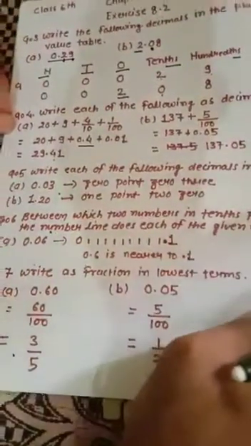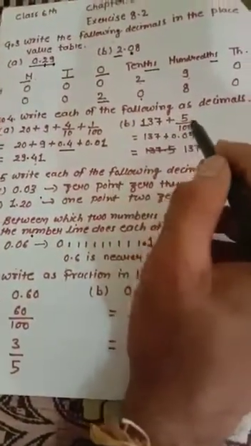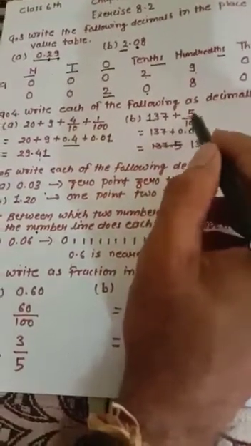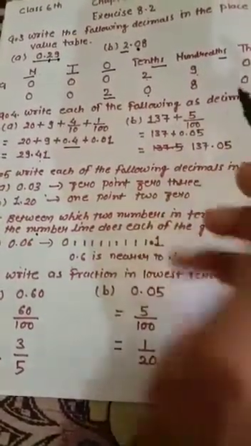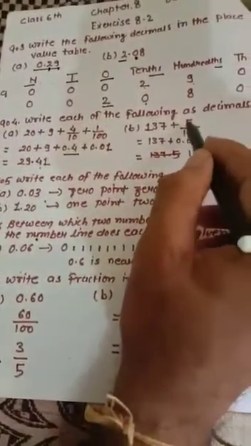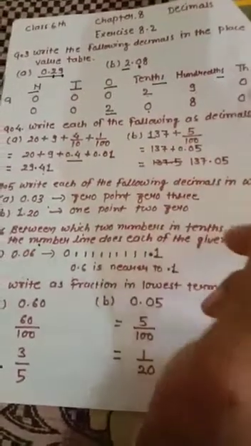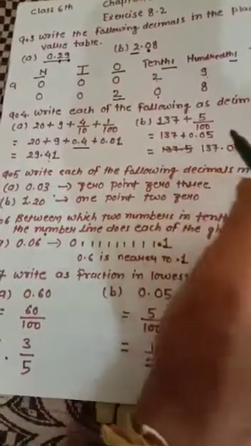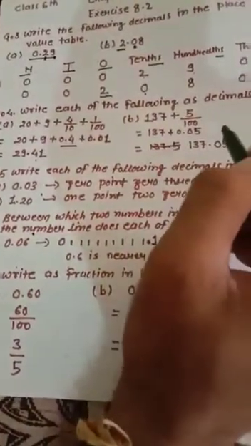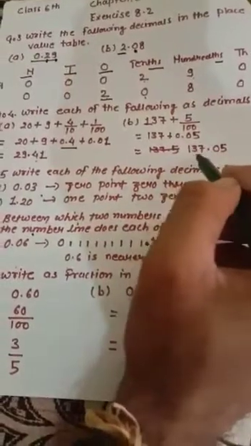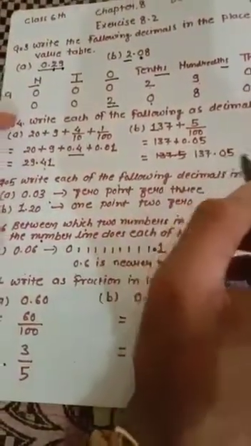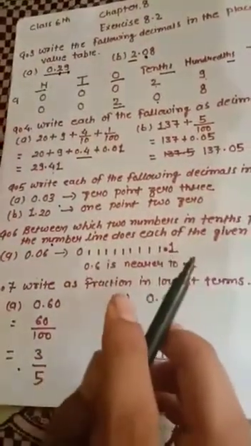Now come to the next one, that is 137 plus 5 by 100. So 137 will remain as it is, and for 5 by 100 again we'll put decimal after two numbers, but in the numerator there is only one number, so we'll put 0 from our side, so it will be 0.05, and after adding 0.05 to 137 it will be 137.05.